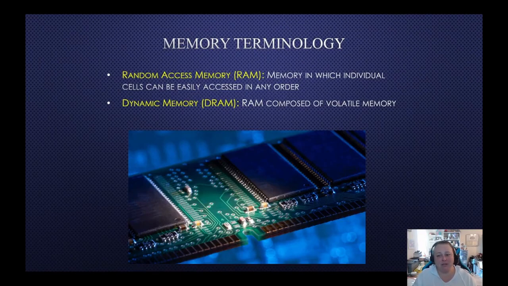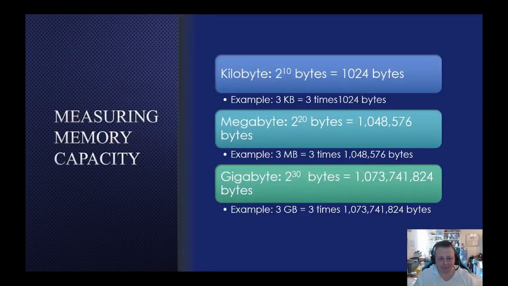So how do we measure memory capacity? What we have here is basically a system built on that byte. Remember that a byte is 8 bits. We have a kilobyte, a megabyte, and a gigabyte, and now we even go up into terabytes. A kilobyte, or KB, is going to be 2 to the 10. Remember, we're working in groups of 2, so we want to do base 2. So 2 to the 10th power is going to be 1024 bytes.